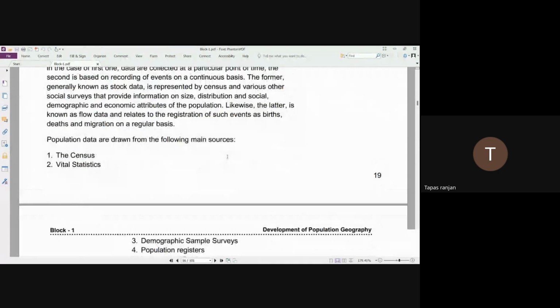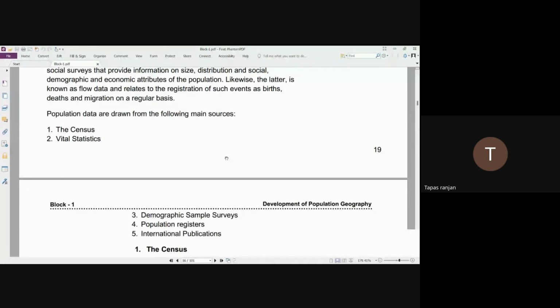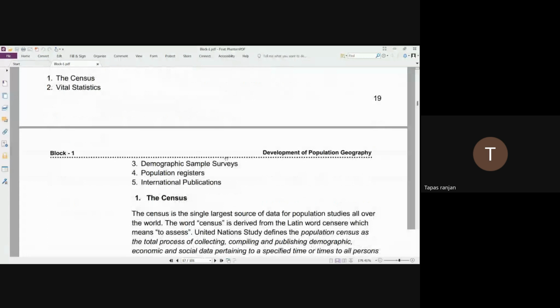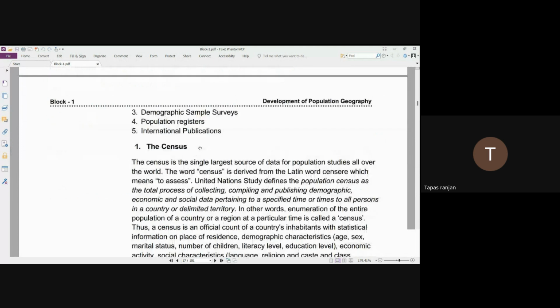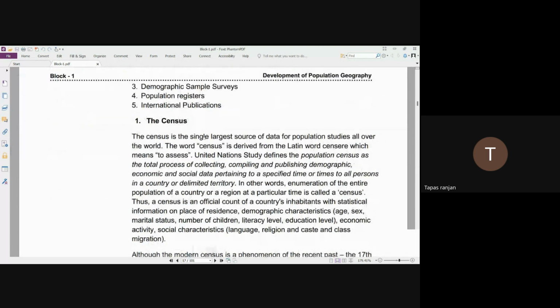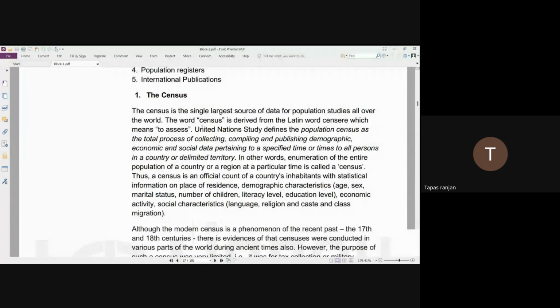Okay, so what are the different data sources through which we can get different data about the population? Those are basically census data, vital statistics, demographic sample surveys, then population registers, and international publications. So I think census is very well known to everyone.